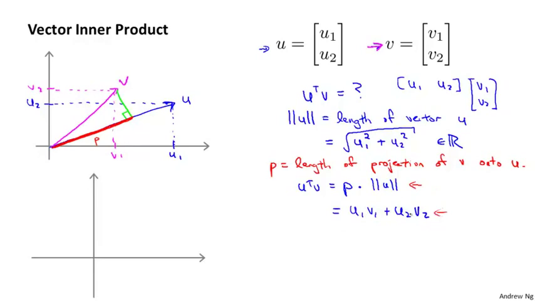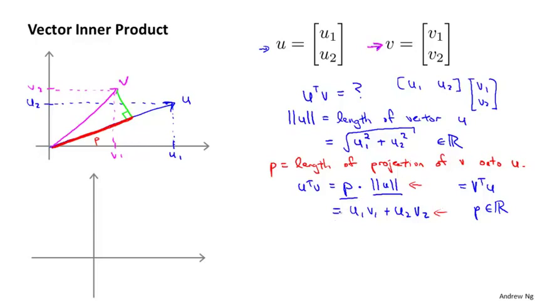And by the way, u transpose v is also equal to v transpose u. So if you were to do the same process in reverse, instead of projecting v onto u, you could project u onto v, then do the same process but with the roles of u and v reversed, and you should actually get the same number, whatever that number is. And just to clarify what's going on in this equation, the norm of u is a real number, and p is also a real number, and so u transpose v is the regular multiplication of two real numbers: the length of p times the norm of u.